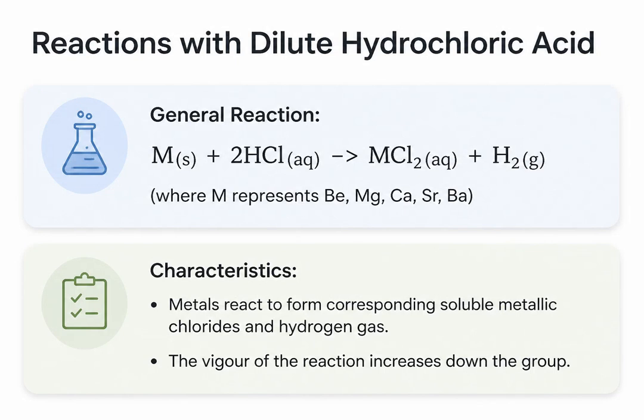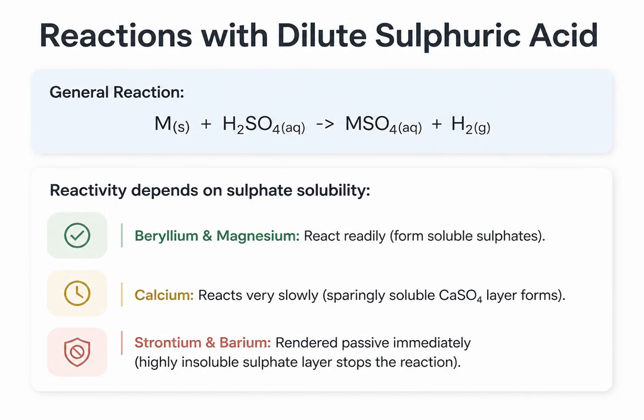When it comes to dilute mineral acids, the story is quite straightforward with hydrochloric acid. All the group 2 metals, from beryllium down to barium, react to form their corresponding soluble metallic chlorides, liberating hydrogen gas in the process. Just like with water, you will observe that the vigor of this reaction steadily increases as you move down the group. Sulfuric acid, however, introduces a fascinating complication: solubility.